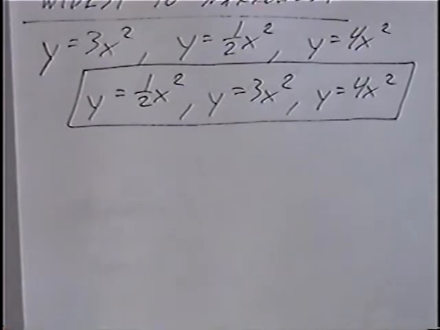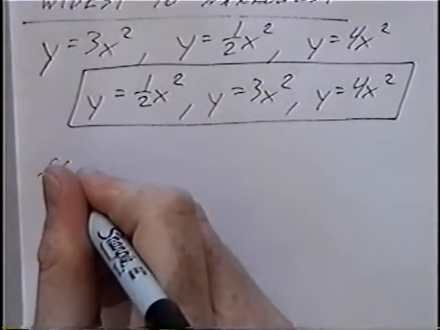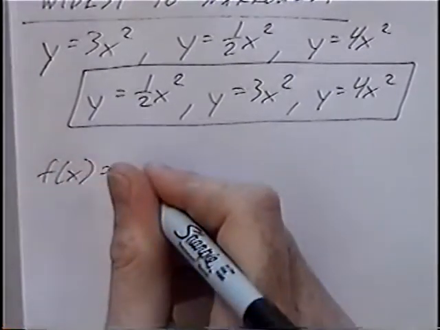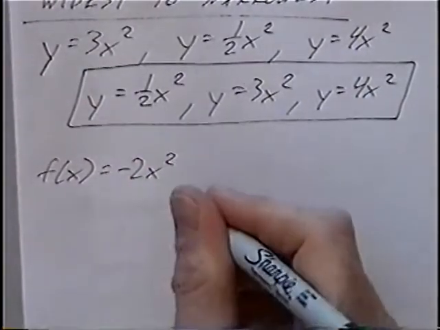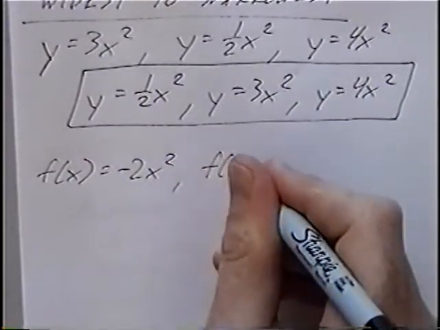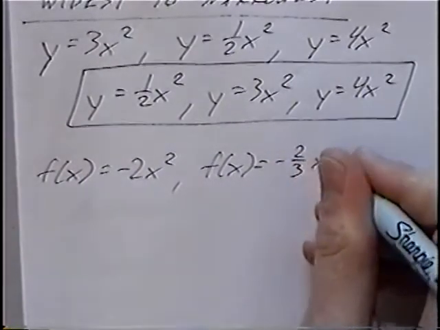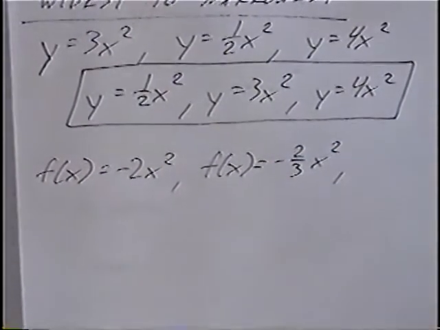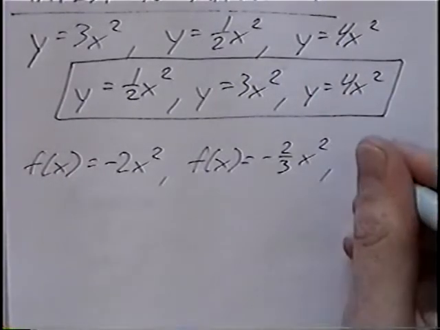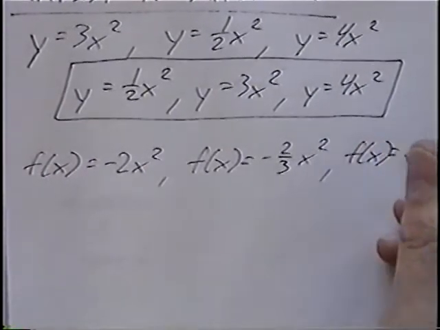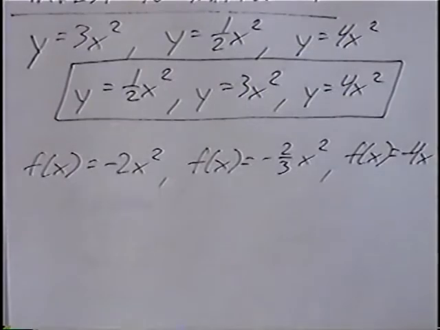Take a look at one more, last question for this section. F of x equals negative 2x squared. Second graph, f of x equals negative 2/3 x squared. And the last graph, f of x equals negative 4x squared.